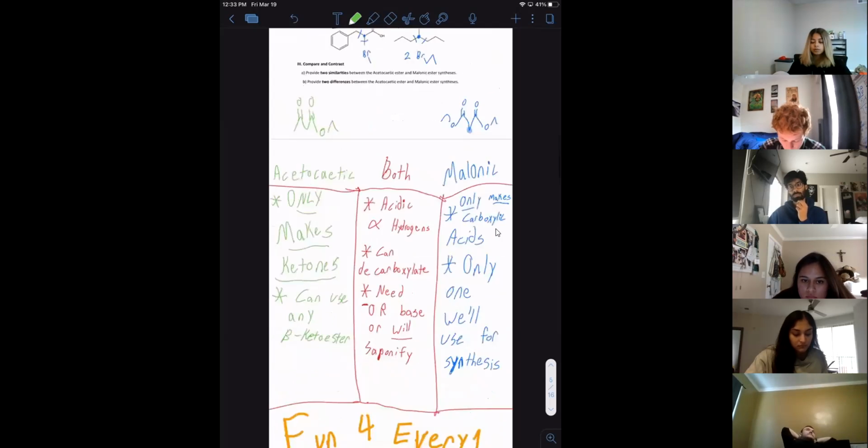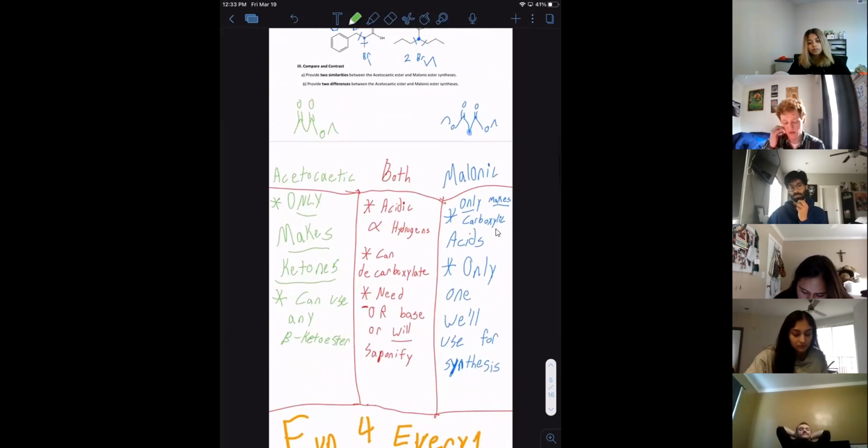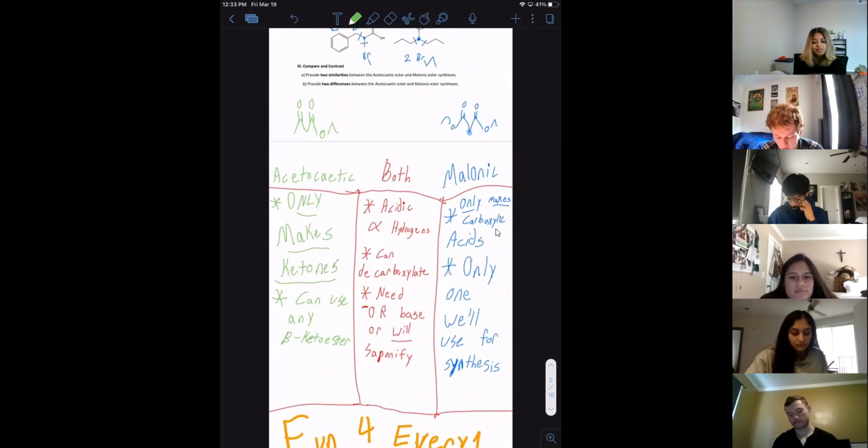Moving on, I'm going to quickly compare acetoacetic ester and malonic ester. I kind of made this pretty and artsy. This is about as artsy as it gets for me. So malonic ester makes carboxylic acids. Hopefully you guys will see that it always makes carboxylic acids, and it'll always decarboxylate on one of these sides.